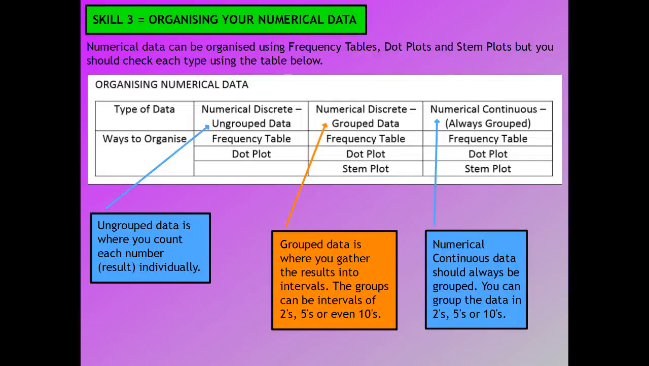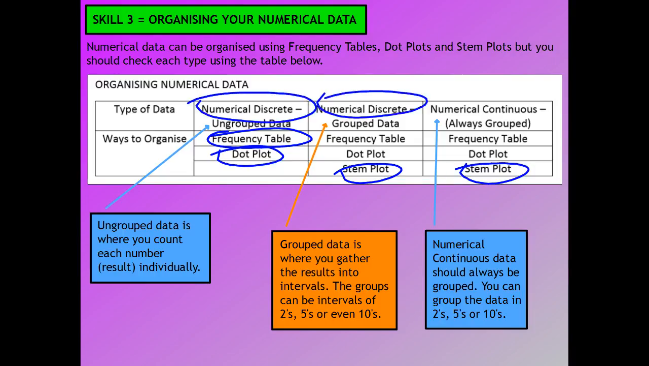Organising your numerical data. Now, you'll notice that in Skill 2 we looked at frequency tables and dot plots. Here we're going to look at frequency tables a little bit differently, and we're also going to look at stemplots. Your numerical discrete data can be ungrouped or grouped, whereas your numerical continuous data is always grouped. And we'll explain that as we go.